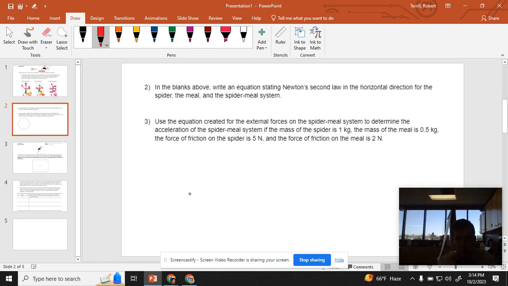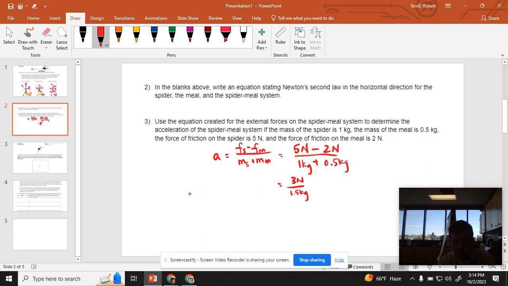So this is way more useful for me. I'm going to borrow that down here. Acceleration is friction on the spider minus friction on the meal all over mass of the spider plus mass of the meal. And I can just plug in numbers now. Friction on the spider is 5 newtons. Friction on the meal is 2 newtons. Mass of the spider is 1 kilogram. Mass of the meal is 0.5 kilogram. That works out to be 3 newtons over 1.5 kilograms. Oh, that looks like it's 2 meters per second squared.